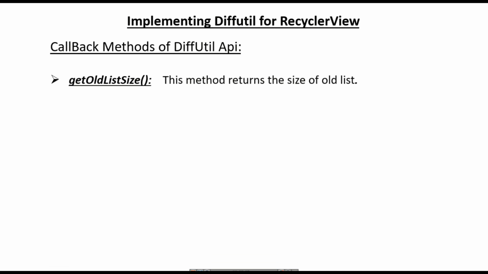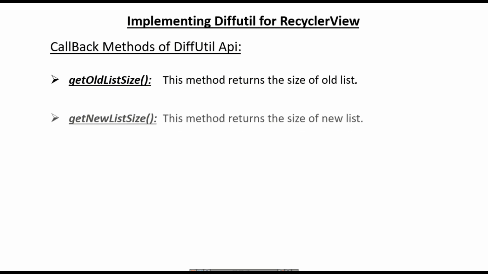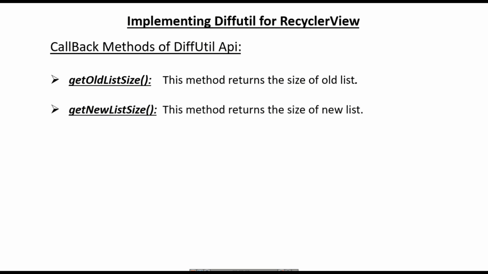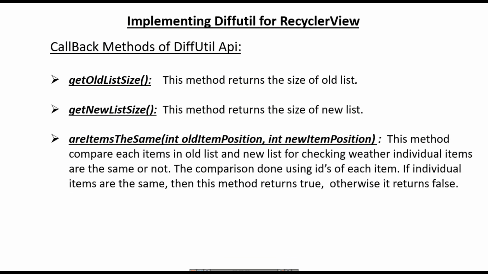Now, we can learn about the callback methods and the purpose of these methods. This is the first method, getOldListSize. As the name suggests, this method returns the size of the old list. Here is the second method, getNewListSize. This method returns the size of the new list.